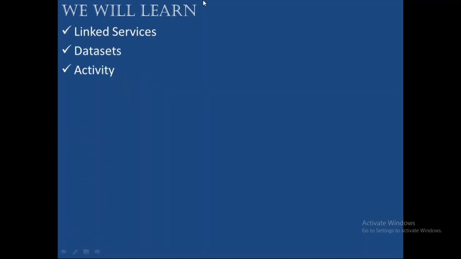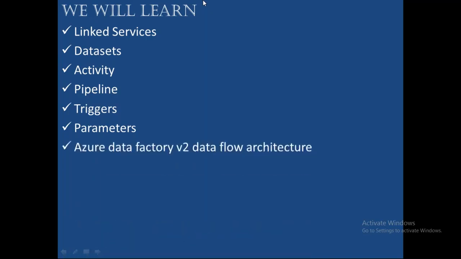In this session, we will learn what is linked service, what is data set, what is the activity, what is pipeline, what is triggers, and how many triggers we have. Next, we are going to discuss parameters. Then we will see the Azure Data Factory data flow architecture. You are going to use all these components in your architecture. So before we look into our architecture, we will see what these components are exactly, and why we are using linked services and data sets.